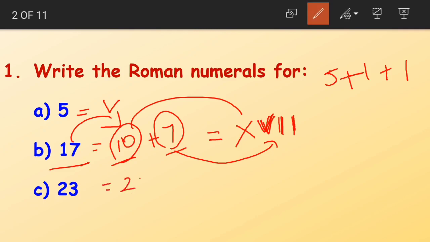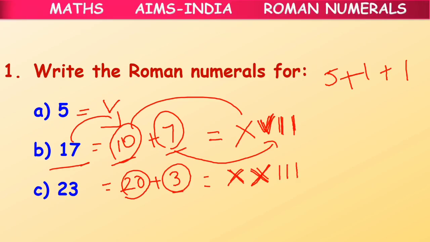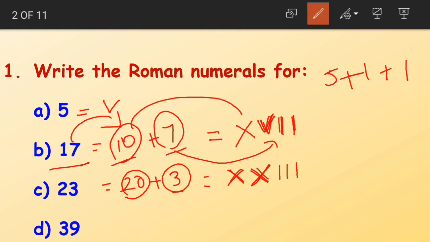The third one is 23. Again write the expanded form, 20 plus 3. Now how do we write 20? 10 plus 10 is equals to 20, so XX. Understood children? Then 3. How do we write 3? III gives us 3.